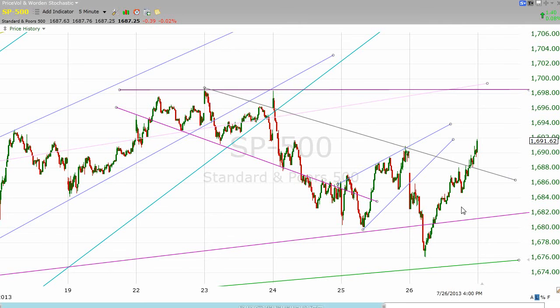You can see too that late in the afternoon, in the latter part of the day on the 26th, the market rallied up to about this point and then started to sell off, and then said, no, we're going to get over this line.